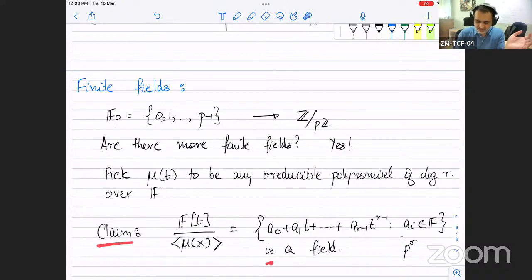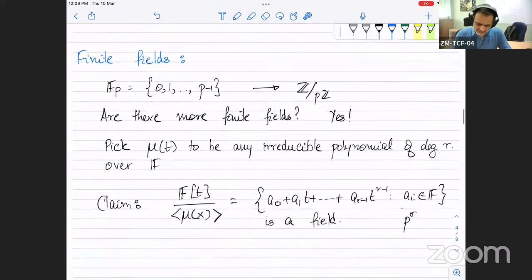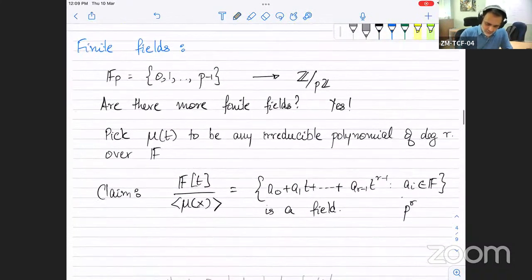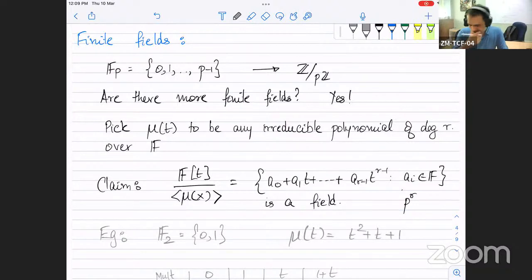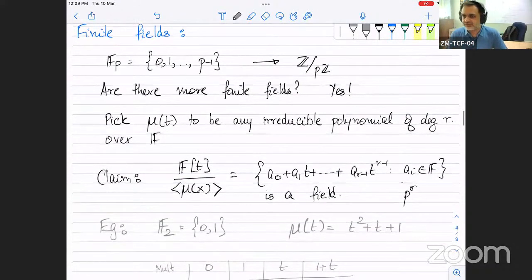And this claim is saying that this set of P to the R elements is actually a field. Let's take an example. Let's work over the field F2, the base field, because things are easy to deal with, which is just made up of elements 0 and 1. Let's take mu of t to be the polynomial t squared plus t plus 1. It turns out it is irreducible.